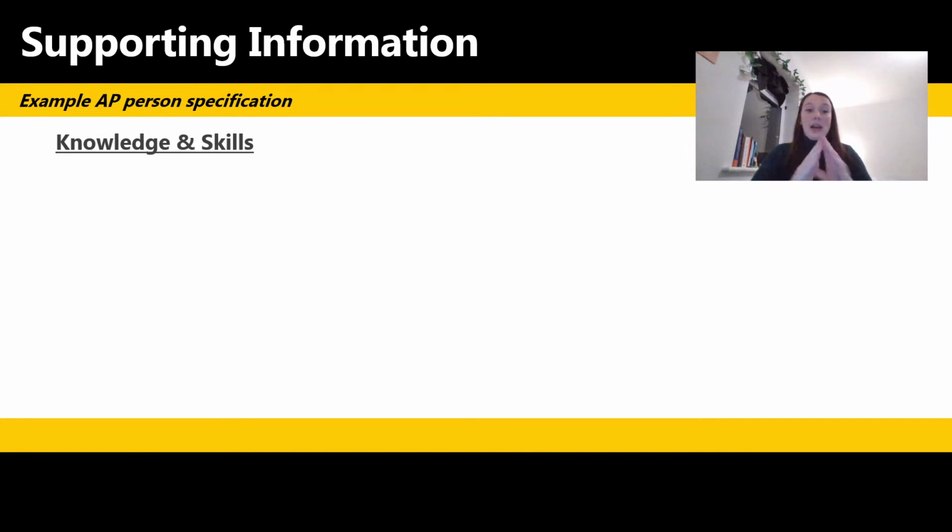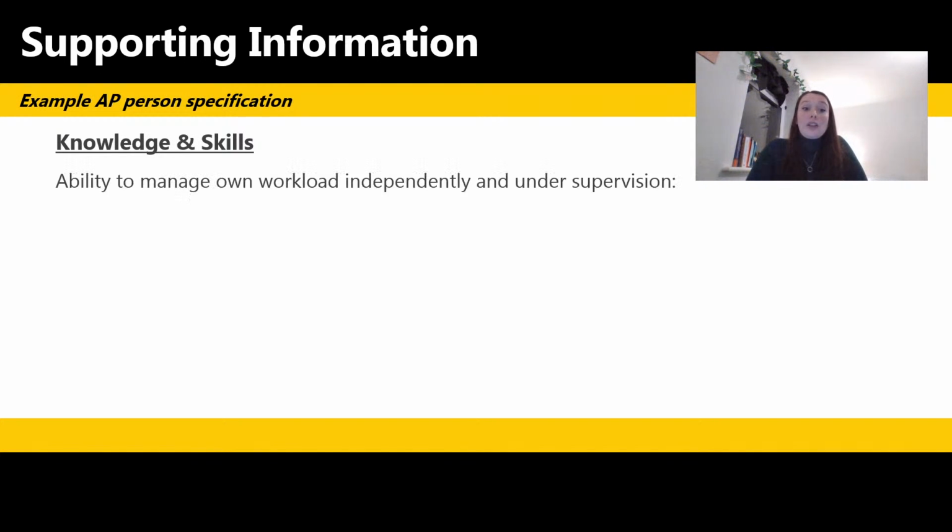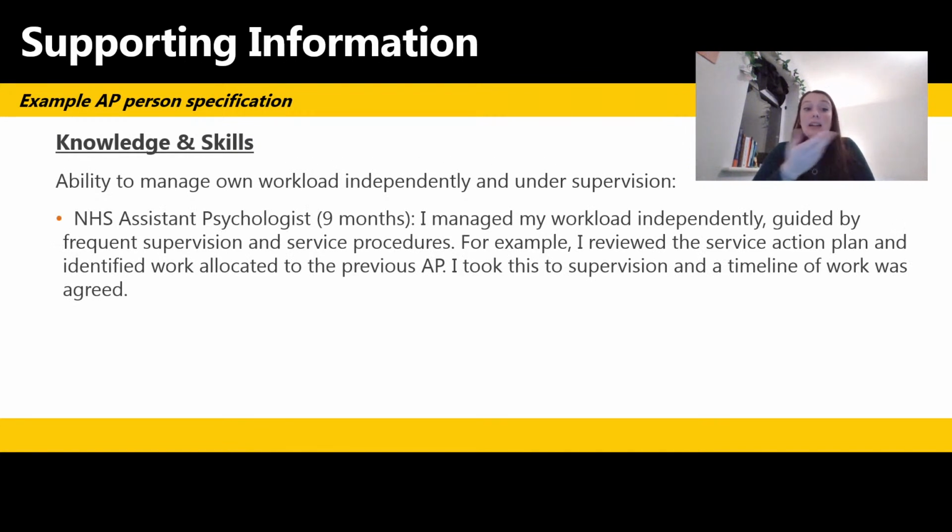Moving on to knowledge and skills. Again, like I said, I'd have a heading, knowledge and skills. Let's say the criterion is ability to manage own workload independently and under supervision. So I might say, as an NHS Assistant Psychologist for 9 months, I manage my workload independently, guided by frequent supervision of service procedures. For example, I reviewed the service action plan and I identified work allocated to the previous AP. I took this to supervision and a timeline of work was agreed. So what I'm doing there is showing how I work independently and under supervision, because independently I reviewed the service action plan, I then took it to supervision and we agreed a timeline.